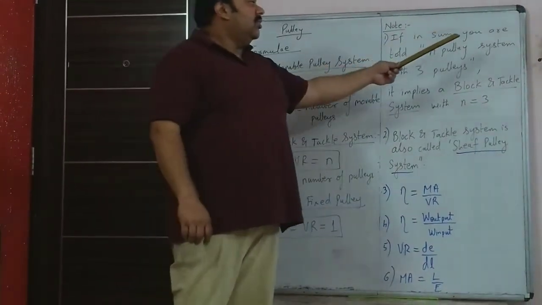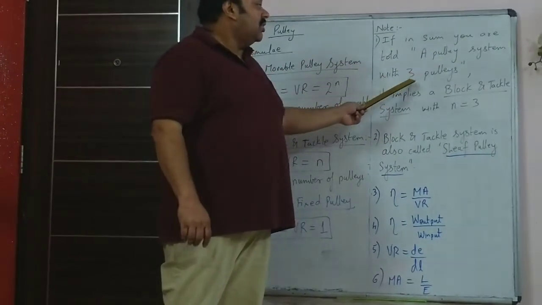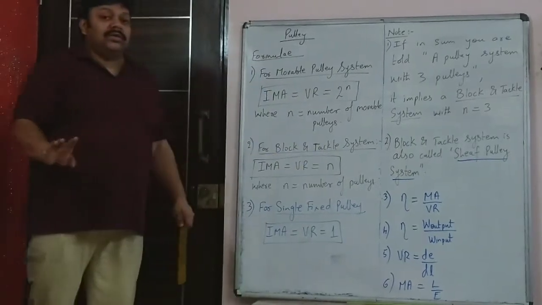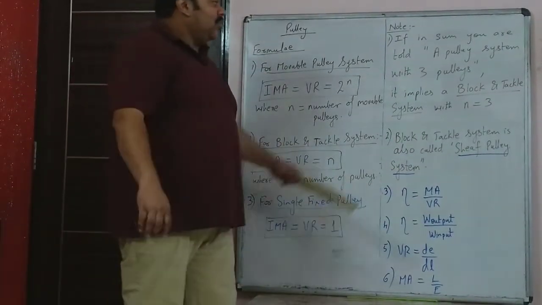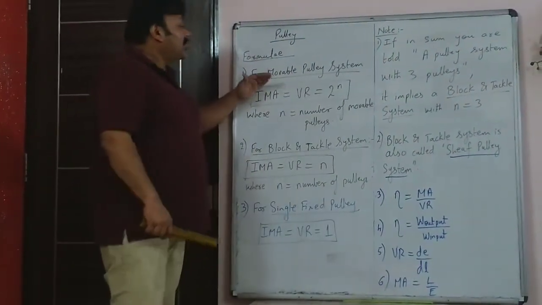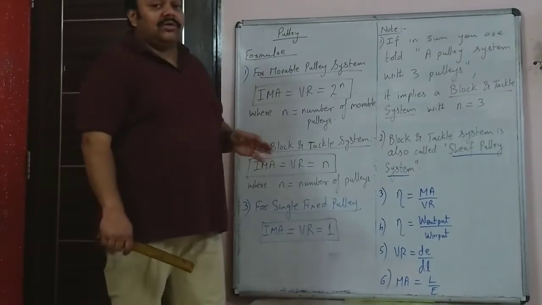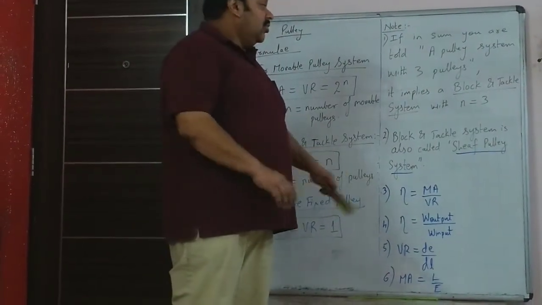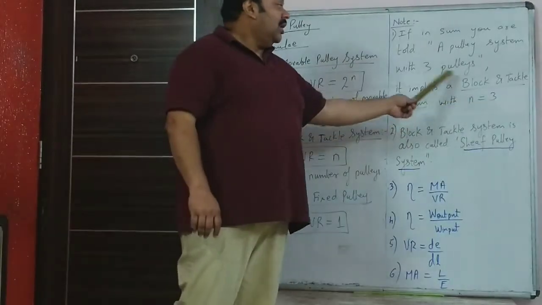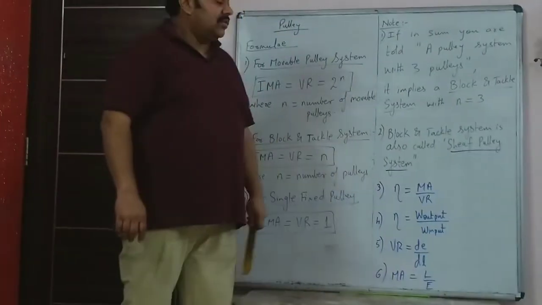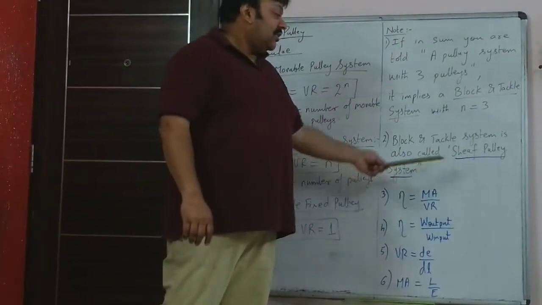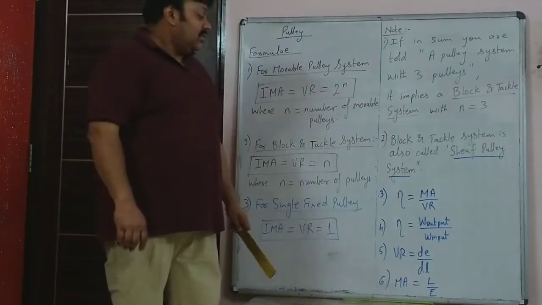If in a sum you are told a pulley system with 3 pulleys, and you are not given it's a movable pulley system or a block and tackle system, then you are supposed to understand that it's a block and tackle. If it is a movable pulley system, it will be clearly mentioned that it is a movable pulley system. So then in this sort of a sum you will have to take it's a block and tackle system, and n is equal to number of pulleys, that is 3. Block and tackle system is also called a sheaf pulley system.